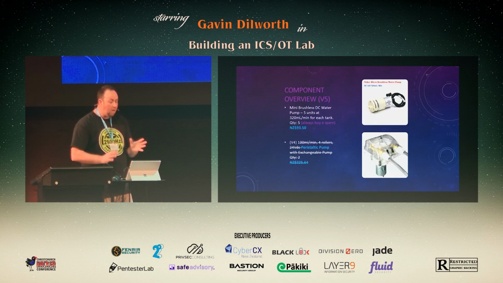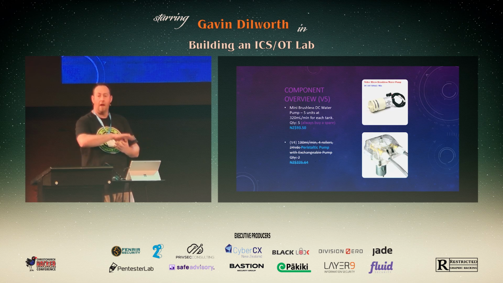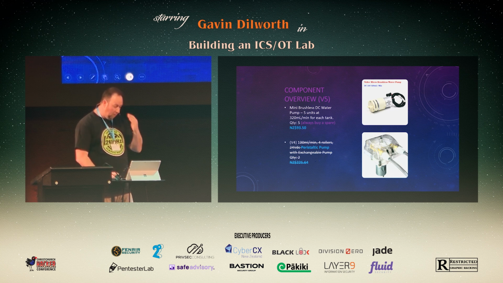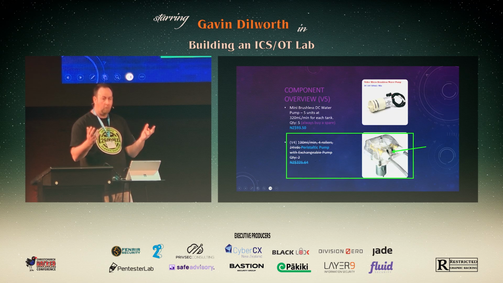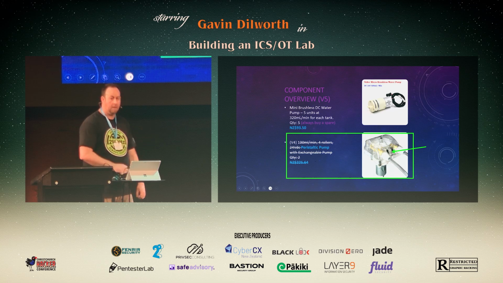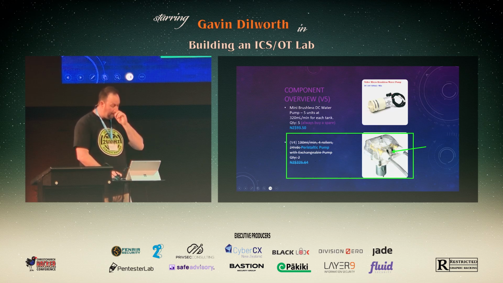Okay, so this component overview of how I built this, what it cost, bit by bit, is based on the version 5. Now, you might see this one right here, version 4. This is the old pump. If we're talking about version 5, why is that pump in there? For one very, very important reason.